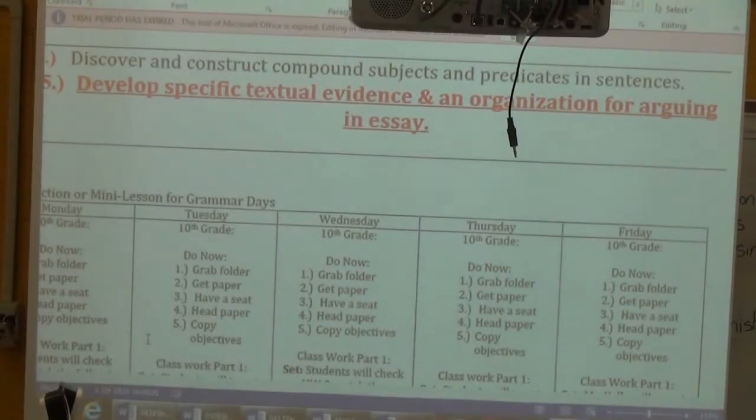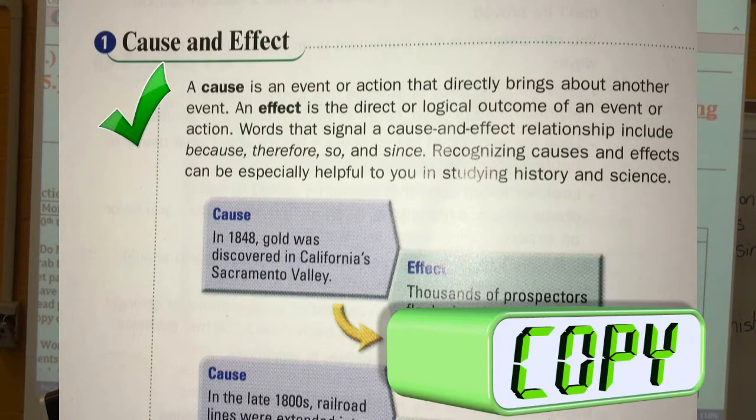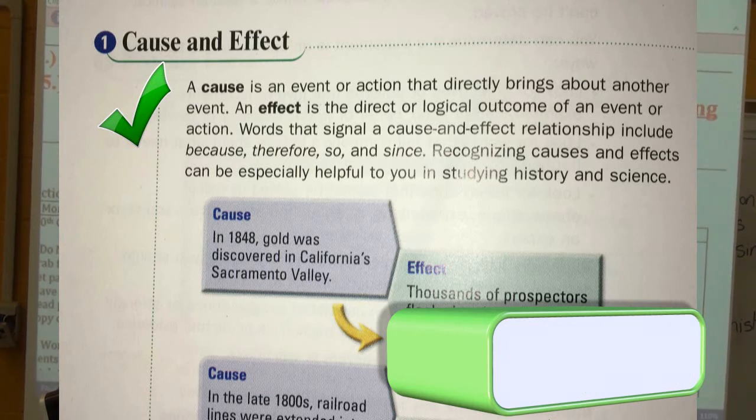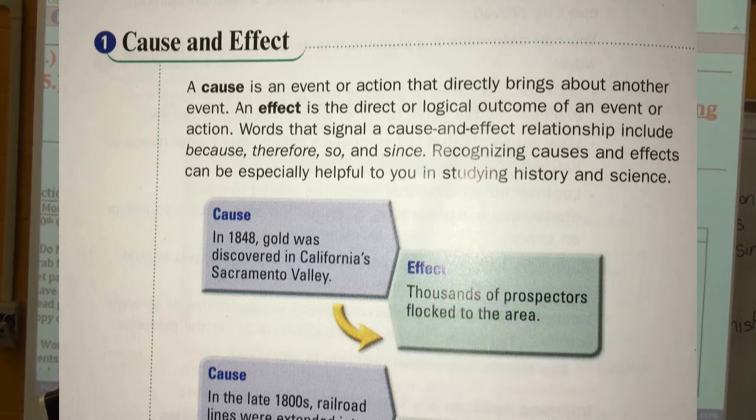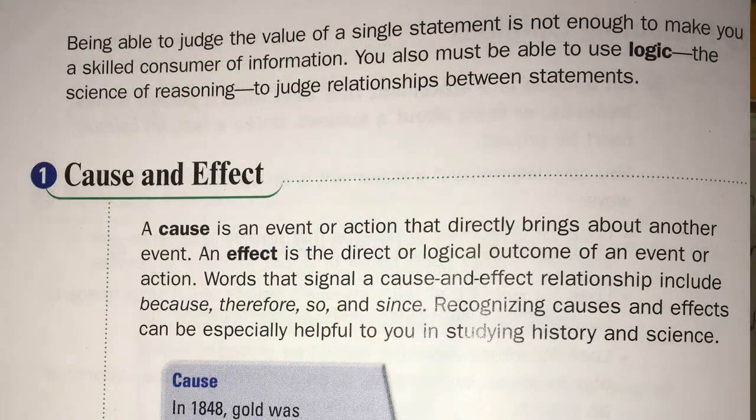One more time, Julian. A cause is an event or action that directly brings about another event. What is the next event that comes after a cause? Effect. What is an effect? An effect is a direct or logical outcome of an event or action. It's the direct or at least the logical one.